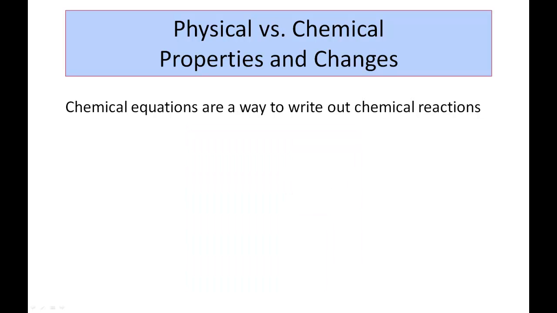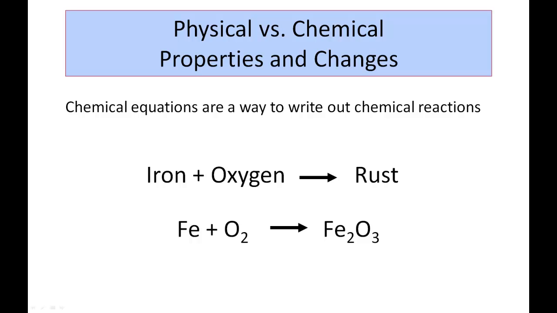Even though it says it's not chemically reactive, it still determines its chemical behavior, so we consider it a chemical property. Chemical equations are a way to write out chemical reactions or chemical changes. For example, you might notice that when you take iron and react it with oxygen, it creates a whole new substance called rust. Since it changed its substances, that's why we call it a chemical change. Now a chemist might write this out as Fe plus O2 yields Fe2O3.